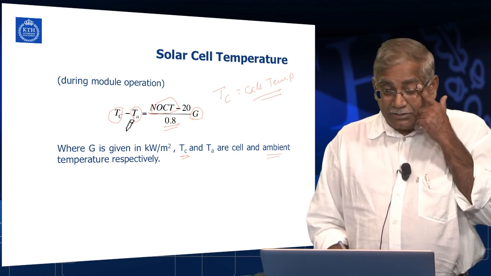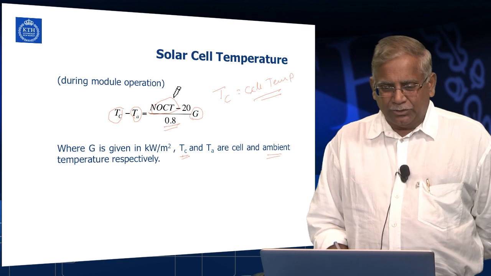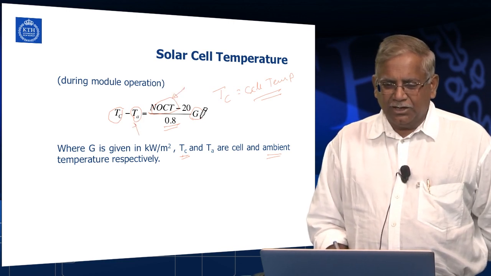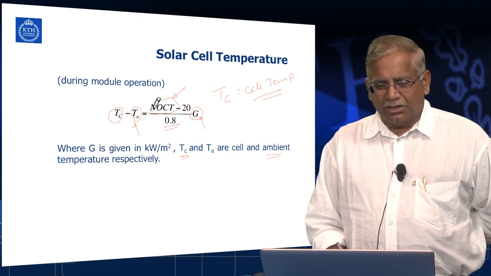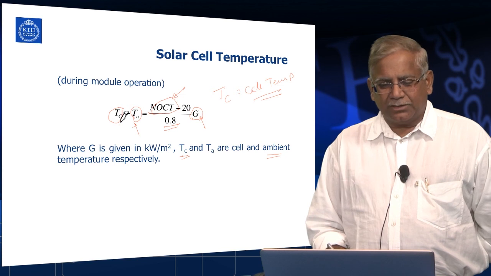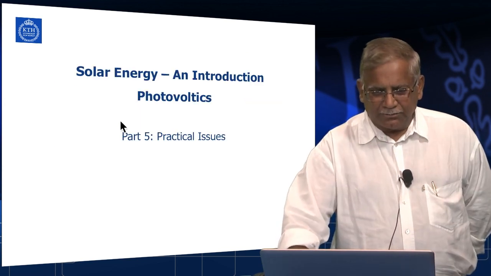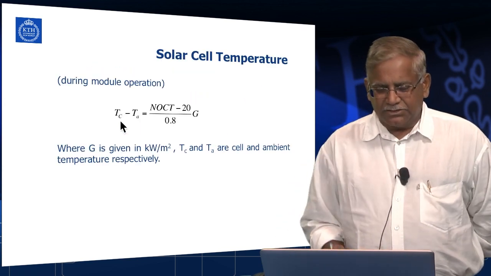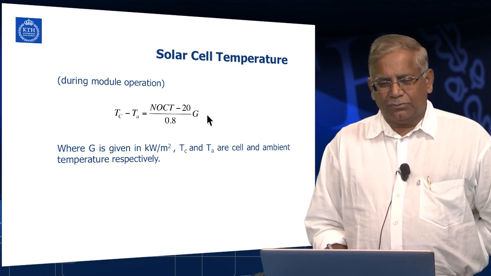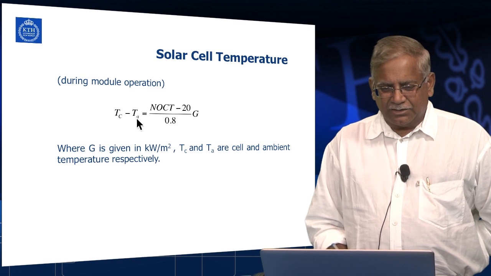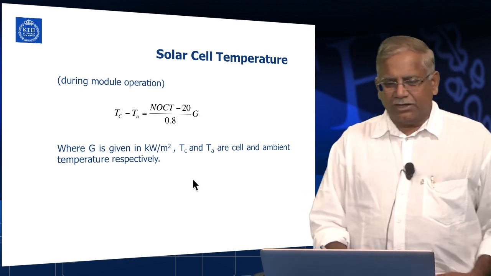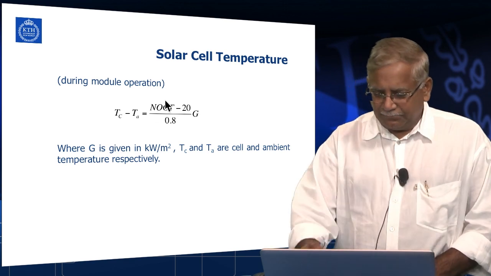So you can calculate the cell temperature by knowing the normal operating cell temperature, the ambient temperature and the insolation. And these are of course known quantities, and then from that you can find out the solar cell temperature. And this is how you calculate these temperatures. So from here you can now know for a given module, and given these temperatures and the insolation, you can calculate the performance of the IV. Okay, thank you.